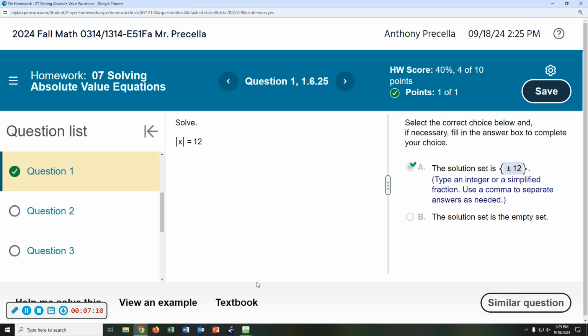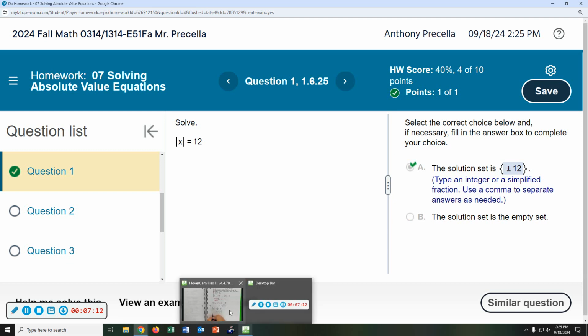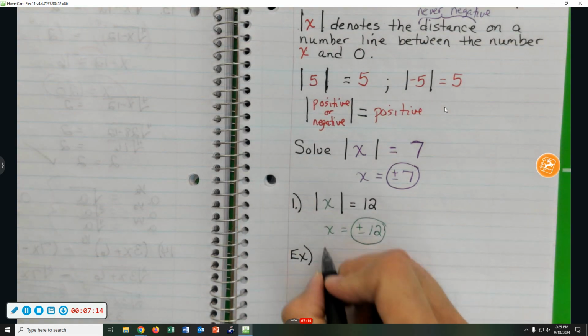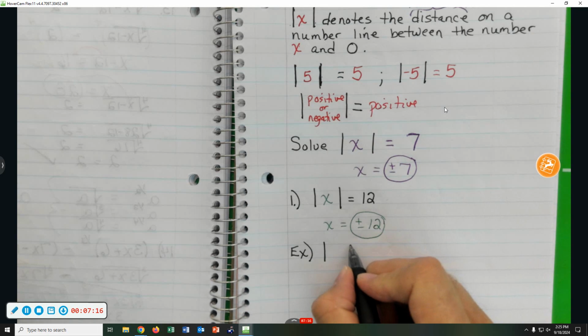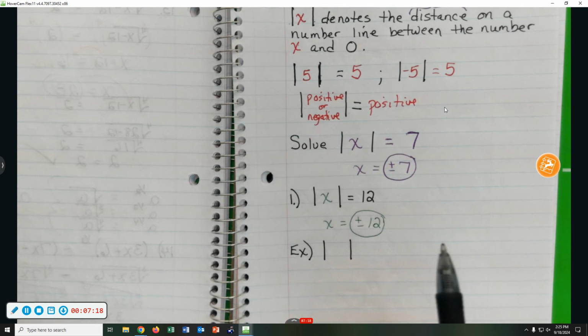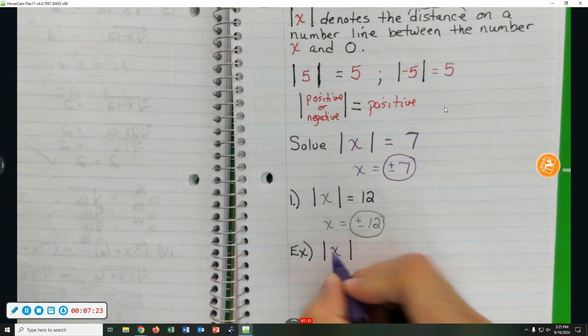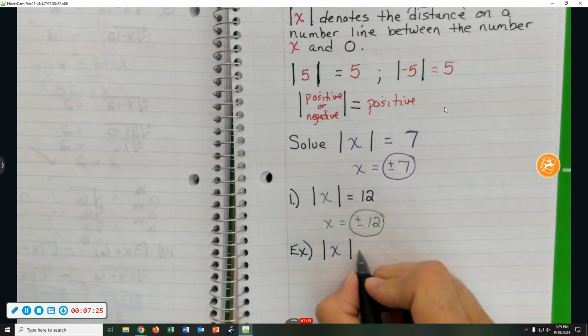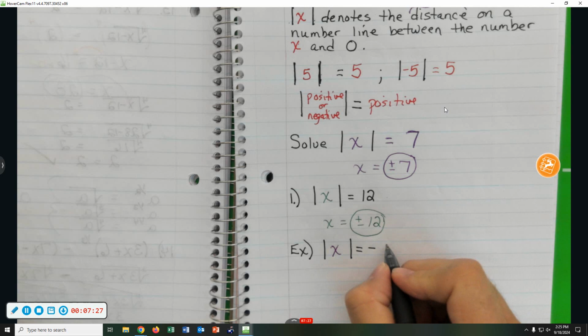Well, I'm going to make up an example, and let's see if you can figure it out. This one's tricky, okay? Absolute value of x equals negative 3.